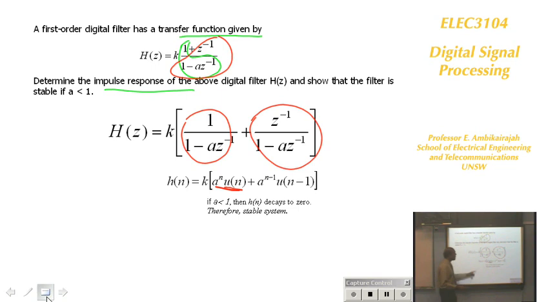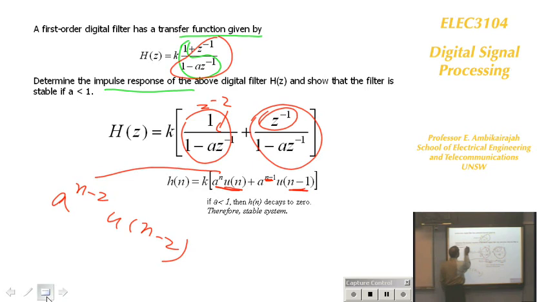And there's a small trick here. Here also is a to the n u(n), but because you've got a delay on the top, it will become a to the n minus 1 u(n minus 1). Remember that. So if you had a delay of z to the minus 2 here, this will become a to the n minus 2 u(n minus 2). That's the inverse transform.